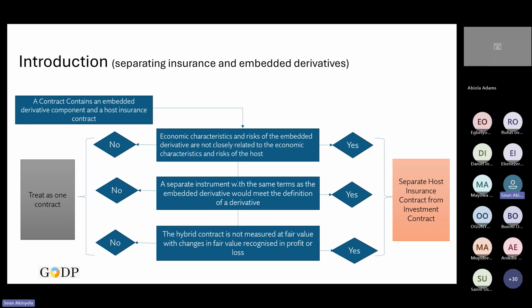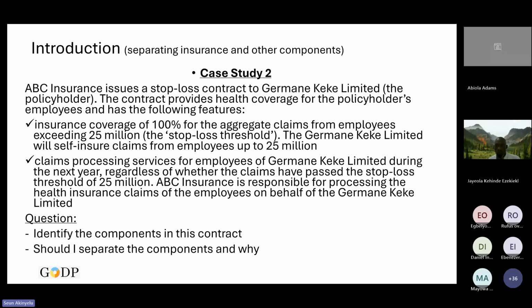So basically, that determines whether you want to treat it as one contract or you want to break it into the embedded derivative separated from the insurance contract. So this is what you take it through. I have one example that is majorly for separating between an insurance contract and other components. Let me actually just read it out.